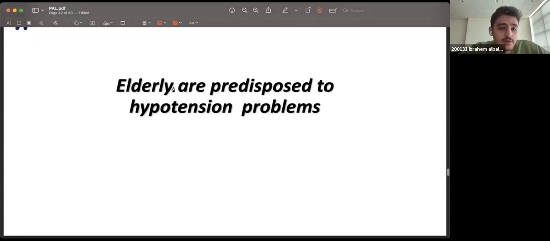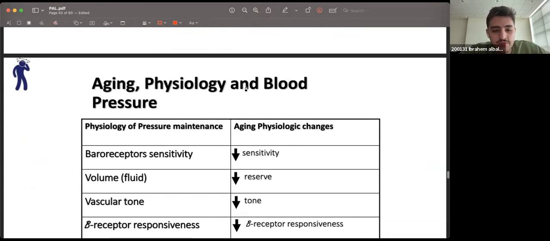Again, they're not important. They're usually seen in the elderly, because the elderly population have certain features, such as their baroreceptors are less sensitive, they have less fluid reservoir, and less vascular tone. Just keep these in the back of your head. I'm not asking you to memorize them.